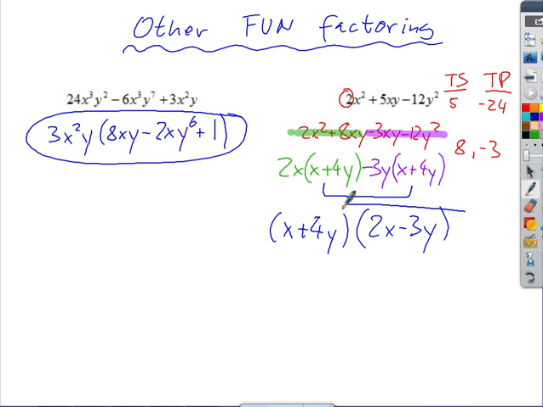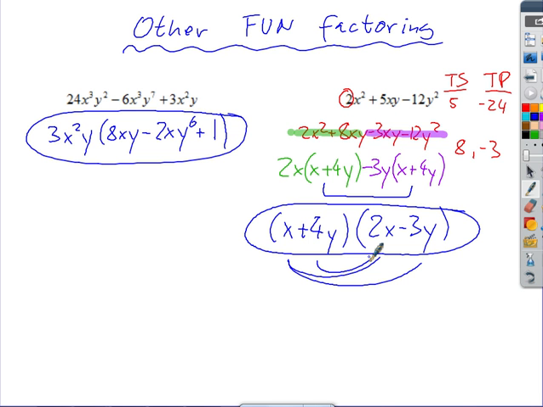Skeptics, always feel free to check your answers by FOILing, by multiplying them again, first term by first term, first by outer, inner by inner, and last by last. And you will end up with the same trinomial that you had on top. That's a technique, and that's just a regular thing, checking your answer, and you're always welcome to do that.